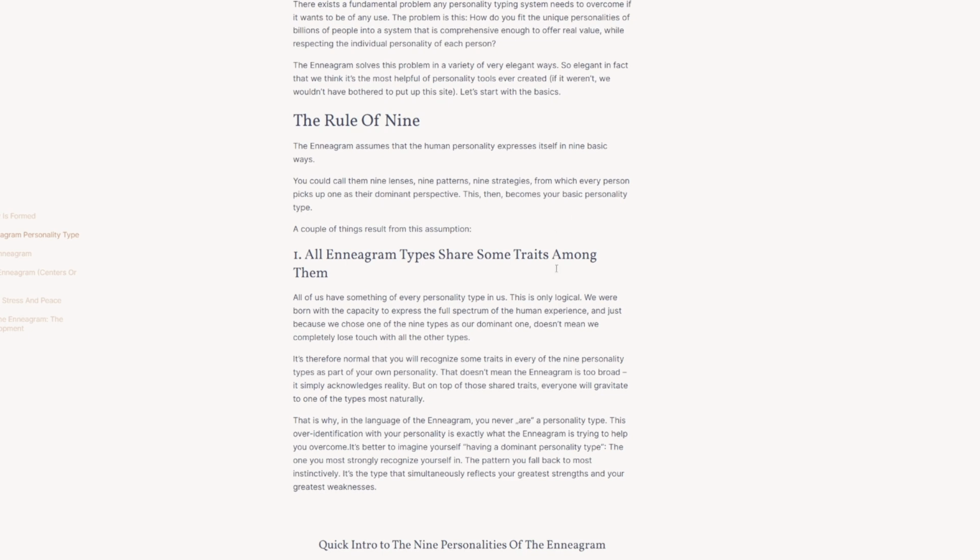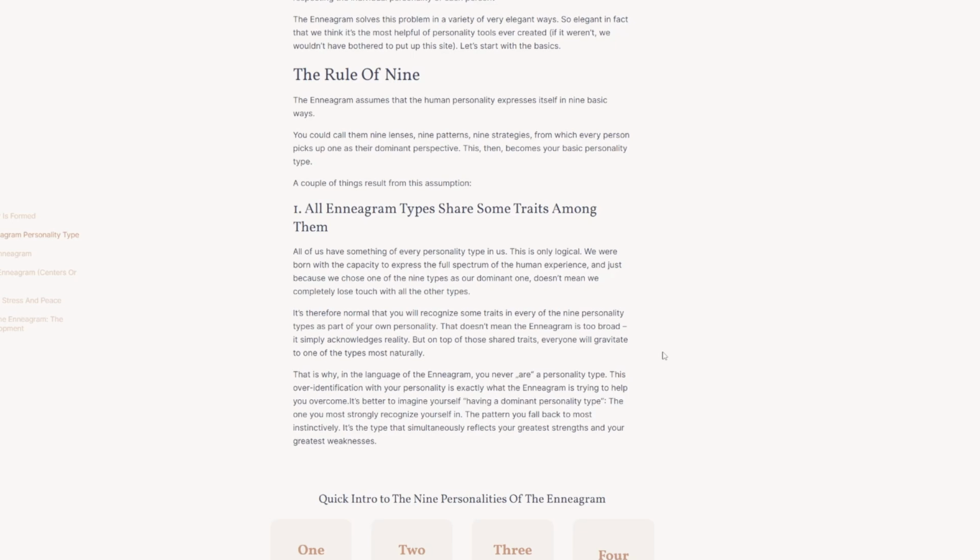All Enneagram types share the same traits among them. All of us have something of every personality type in us. This is only logical. We are born with the capacity to express the full spectrum of the human experience. Just because we chose one of the 9 types as our dominant doesn't mean we completely lose touch with all the other types. Oh, I see. It simply acknowledges reality.